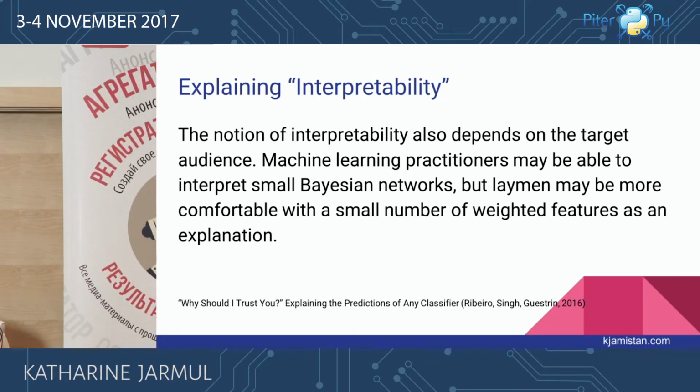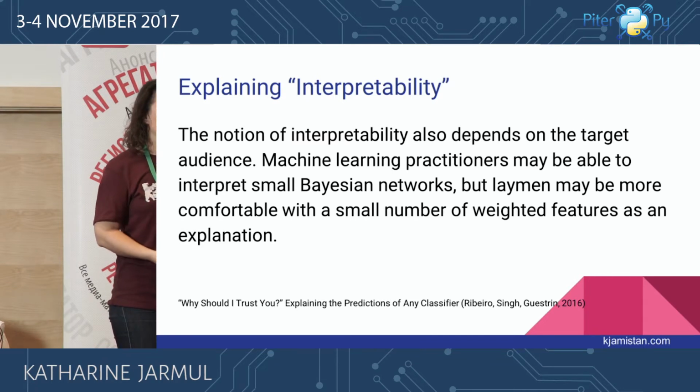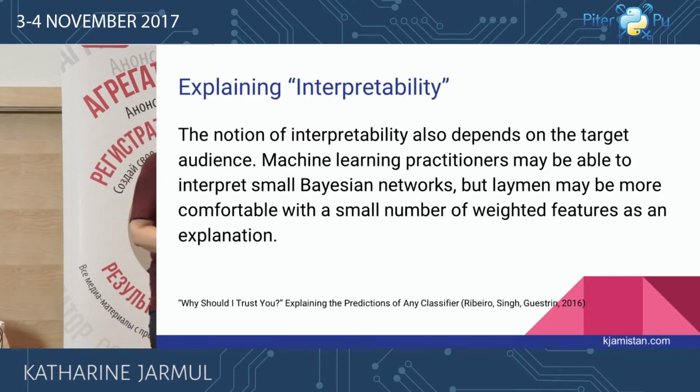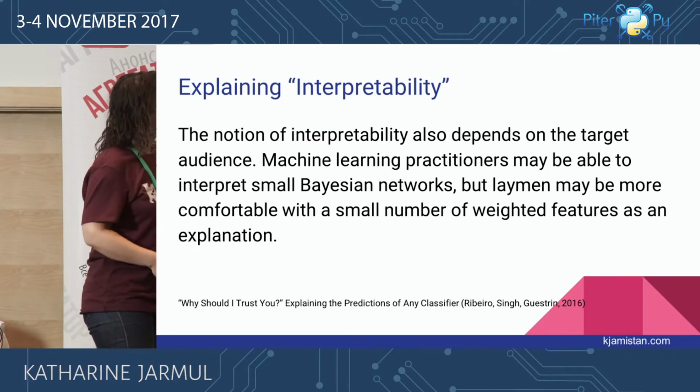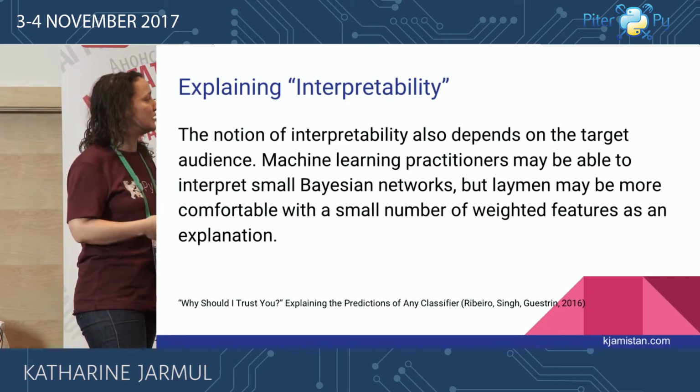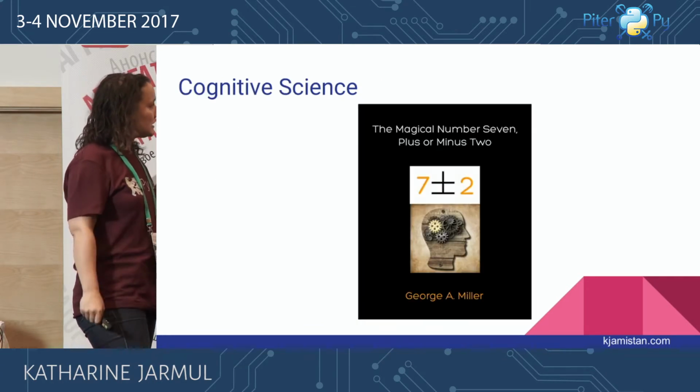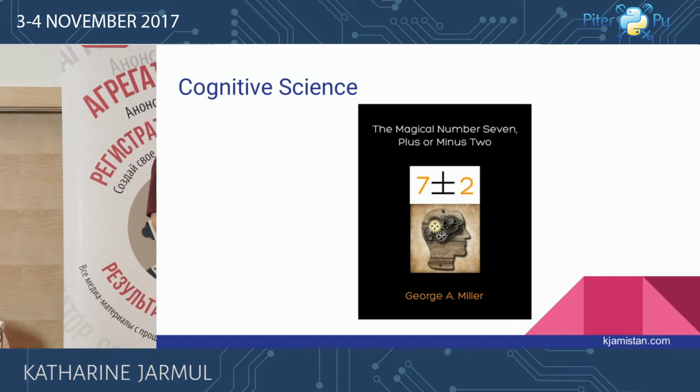And you need to think, who do I have to explain this to? And how am I then going to go about explaining it in a way that they can understand? And maybe you have to explain it a few different ways depending on your audience. Cognitive science comes into play here.